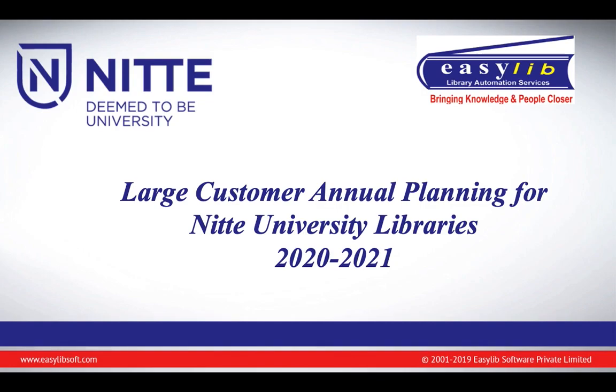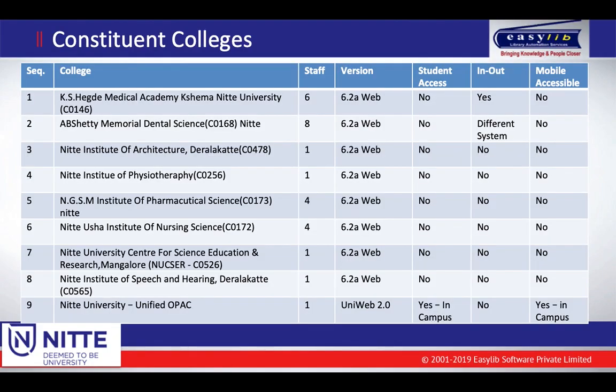This presentation is a part of the large customer annual planning exercise for Nitte University done by Easylib for the year 2020-21. As you see, Easylib is running at 8 colleges under Nitte University. In each of the places, Easylib 6.2a web version is used, which is one of the most advanced library automation softwares available anywhere.